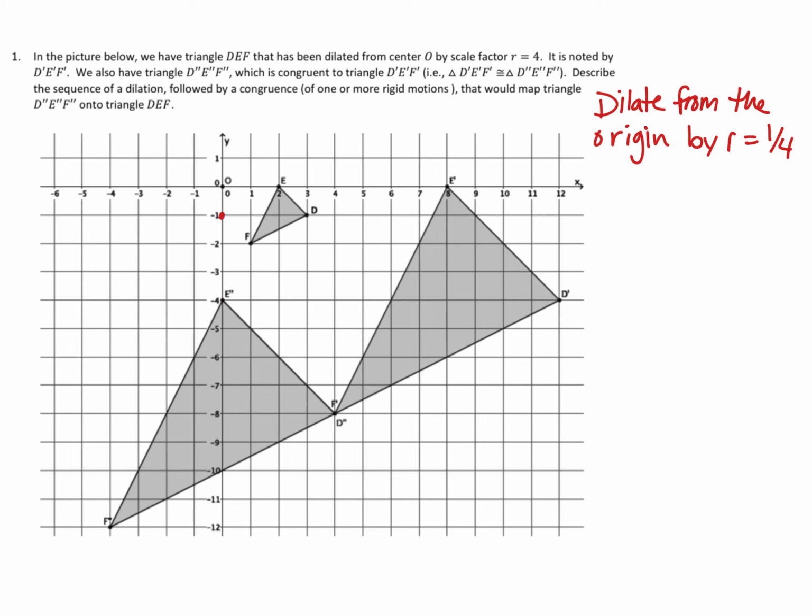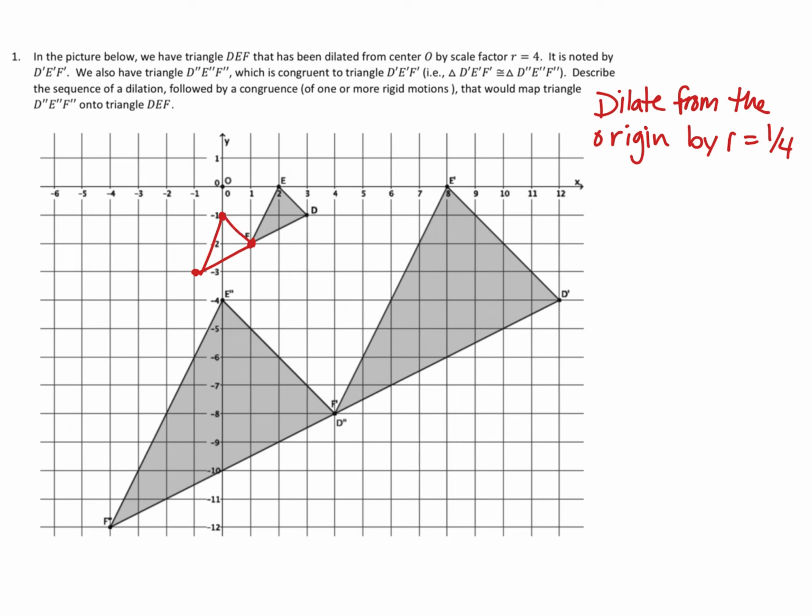1/4 of -4 would be -1. So this would be our new E. This point down here is -4, -12. If you do a fourth of that, you get -1, and 12 divided by 4 would be a 3, so -1, -3. And then for D double prime, this point is 4, -8. A fourth of 4 is 1, and a fourth of -8 is -2, which is right here.